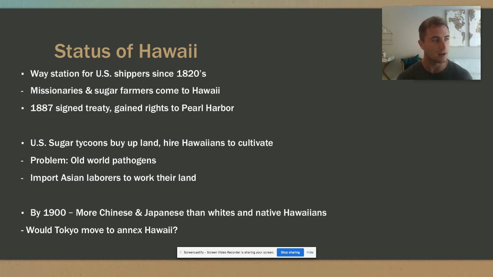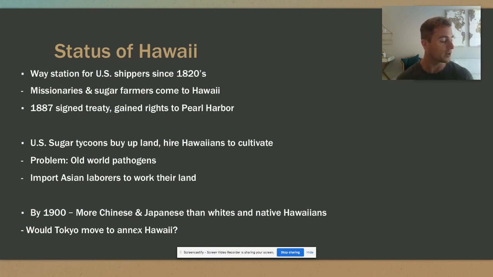Because of this, just as the encomienda system broke down for the Spanish because the natives would perish from disease, we are going to see our American sugar plantation owners import Asian laborers coming over from especially Japan to come in and work on these sugar plantations. And by 1900, there's more Chinese and Japanese working on these sugar plantations than there are native Hawaiians.